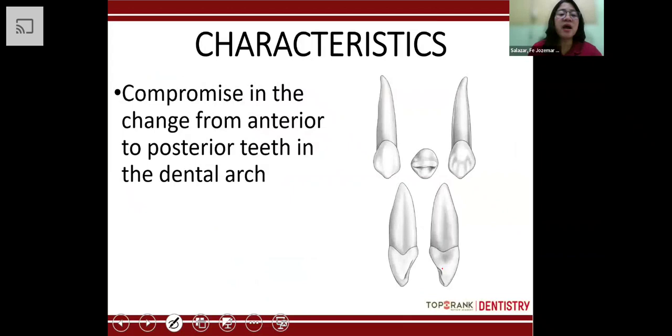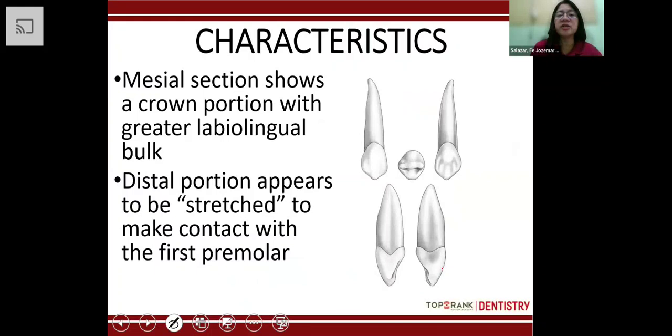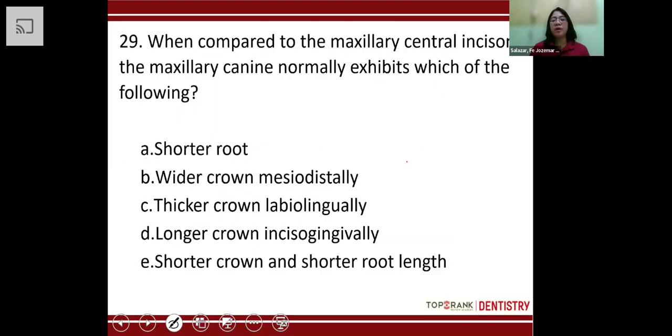The form of the crown is a compromise from anterior to posterior teeth in the dental arch. The mesial section looks like an anterior tooth, showing a crown portion with a greater labiolingual bulk. The distal portion looks like a posterior tooth because it appears to be stretched to make contact with the first premolar.